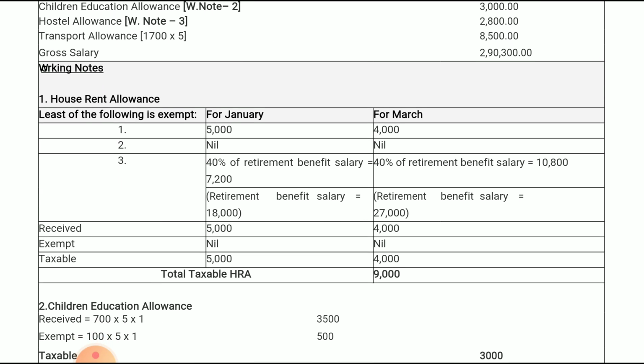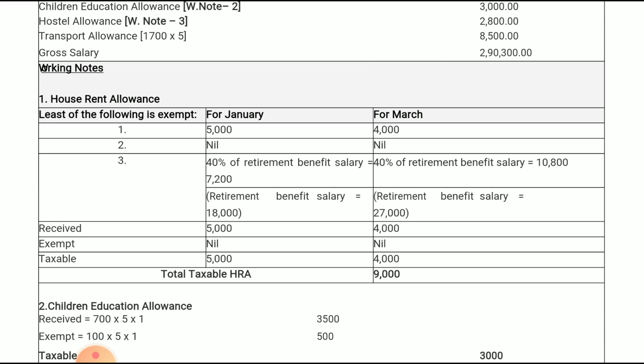So first of all, we'll go to the first working note, that is calculation of house rent allowance. To calculate this, we'll prepare 3 columns. First is list of the following exempt for January and for March. As the employee has worked in 2 different places, and HRA he has got in the first case only in the month of January, and in the second case he has got HRA only in the month of March. So only for these 2 months we have to consider.